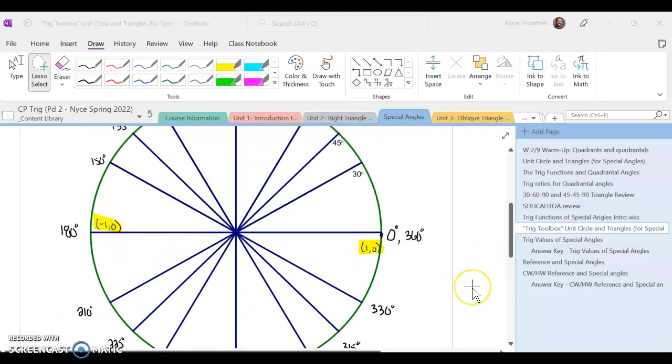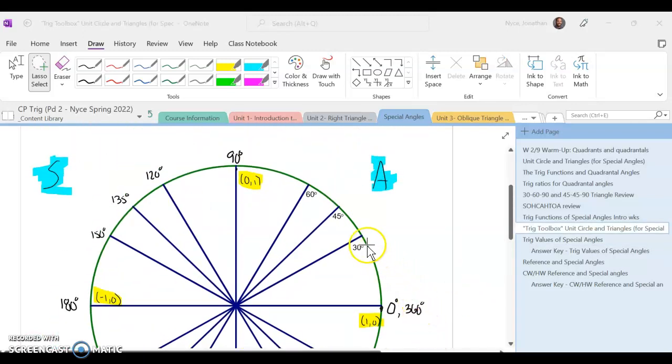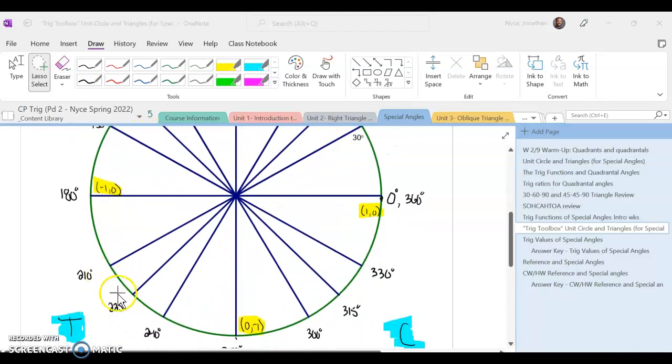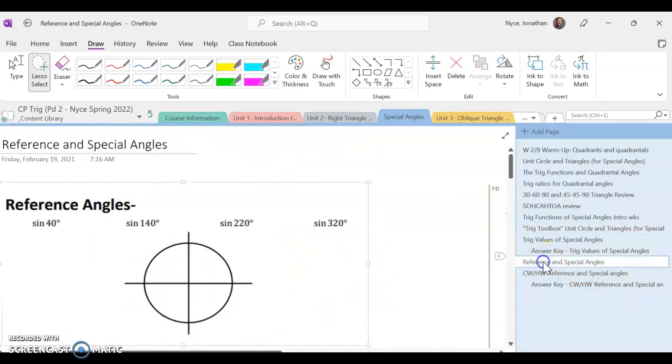Come back. So we looked at the 6 trig functions for 30 degrees, 45, and 60. What we're going to look at right now is the trig functions for the other special angles in quadrant 2, quadrant 3, and quadrant 4. So go over how that's done. So I mentioned in class yesterday reference angles. Remember, the reference angle is just the number of degrees between your given angle and the nearest x-axis.